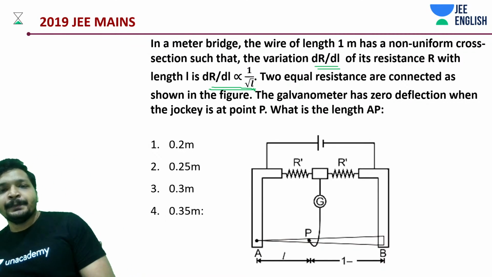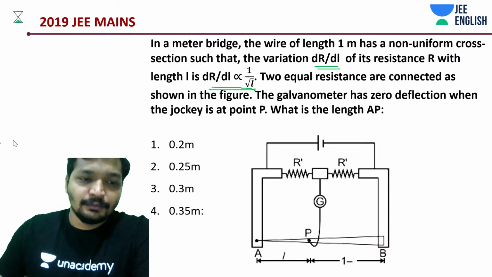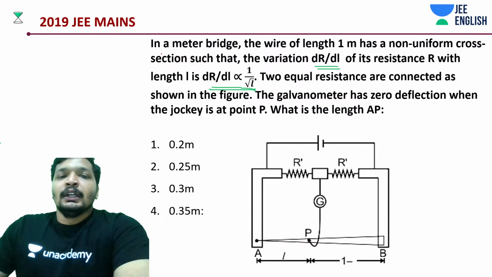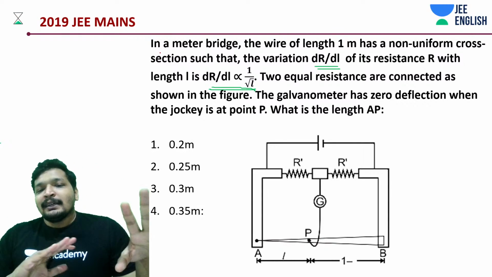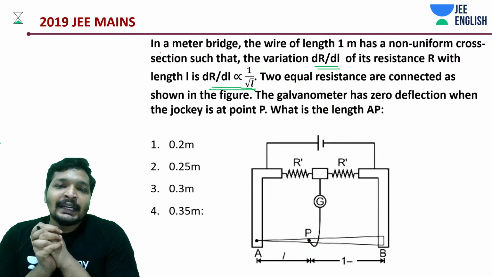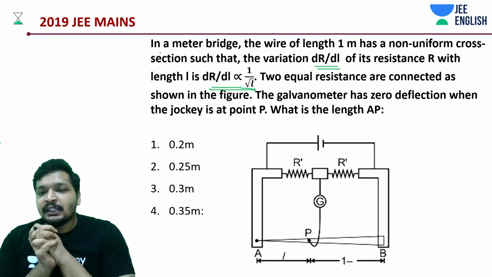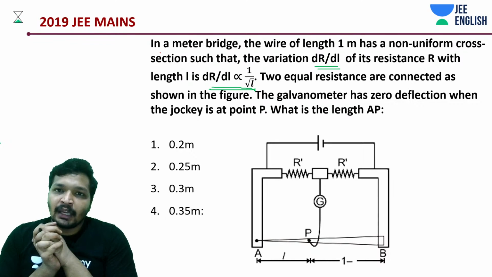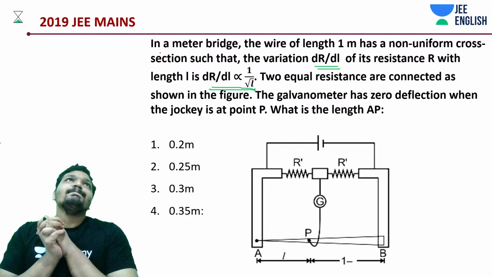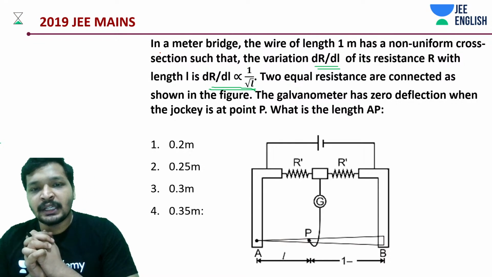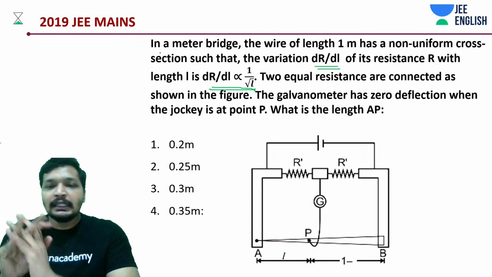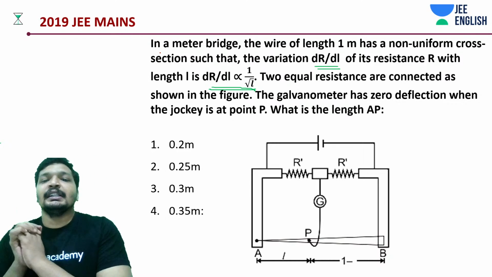Let's get into this question. It's a simple one. It says meter bridge, meaning 1 meter wire. Generally, a meter bridge and a potentiometer are supposed to have a constant resistance per centimeter, or resistance per unit length. That way, it will have a constant potential gradient. But this is not that case. There is a variation.